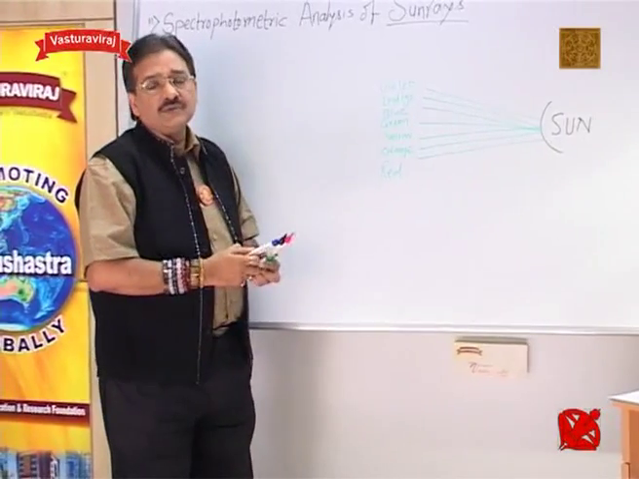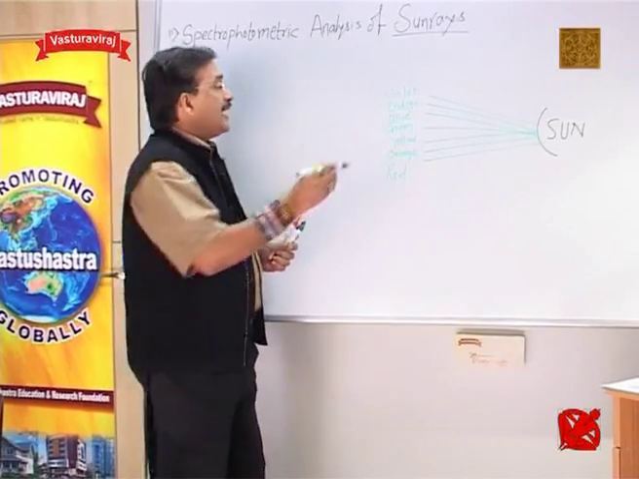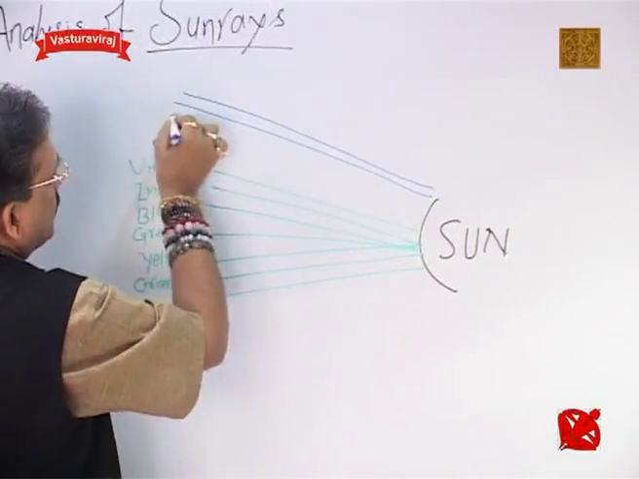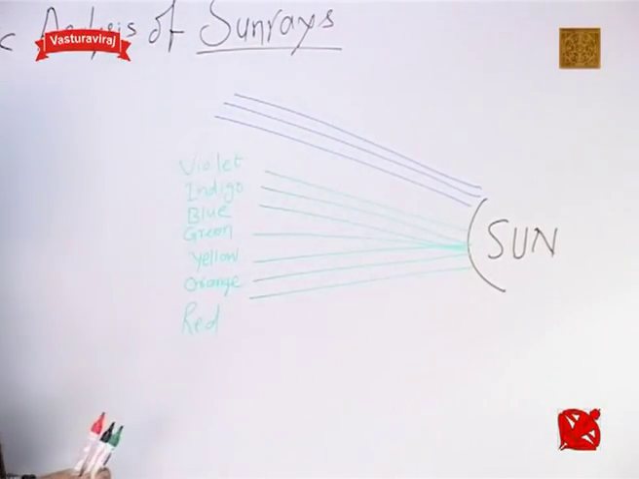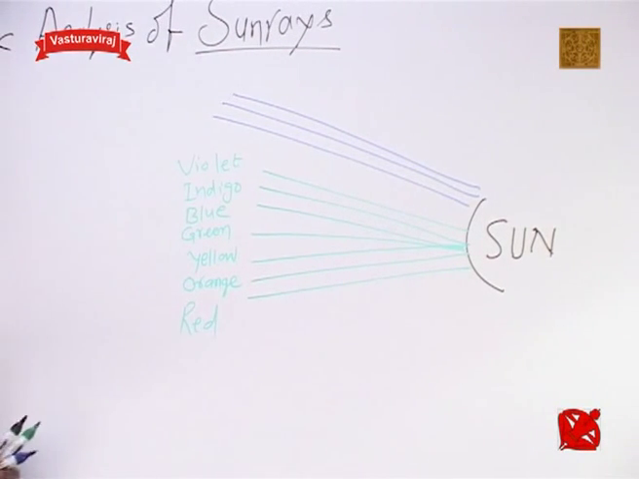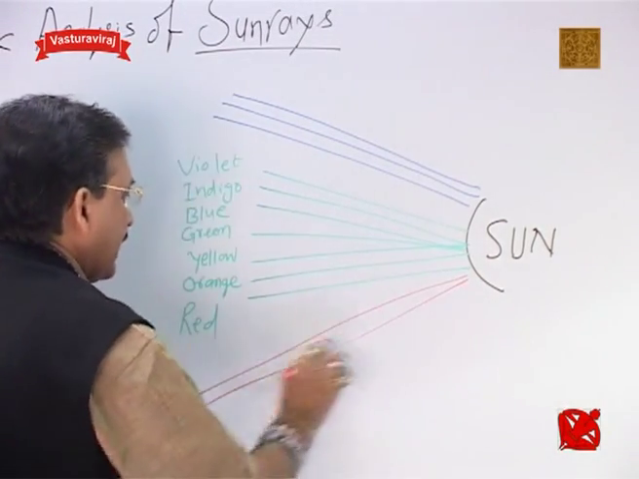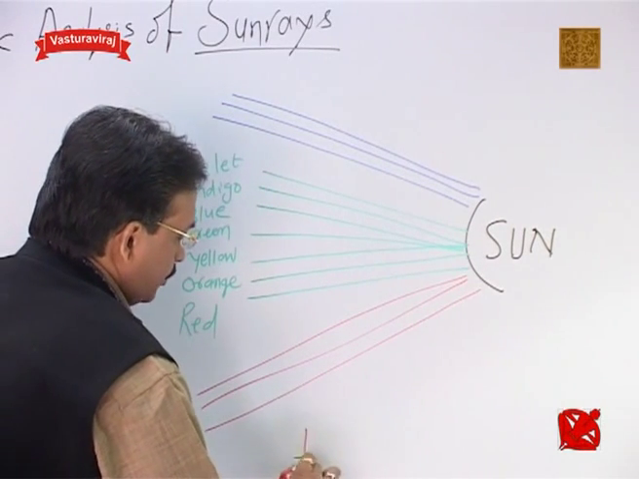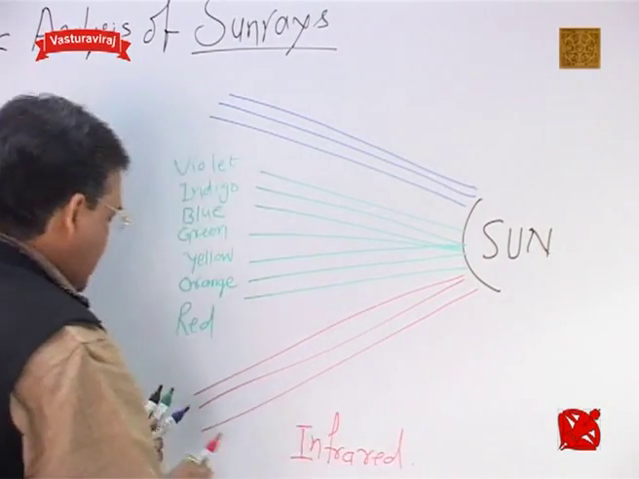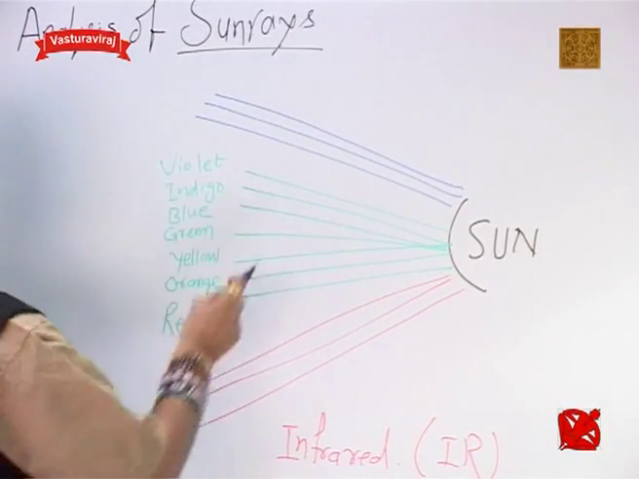Apart from this, the research also shows that there are ultraviolet rays in sunlight, and this sunlight is also composed of infrared rays. So on one side you get infrared and on the other side you get ultraviolet.